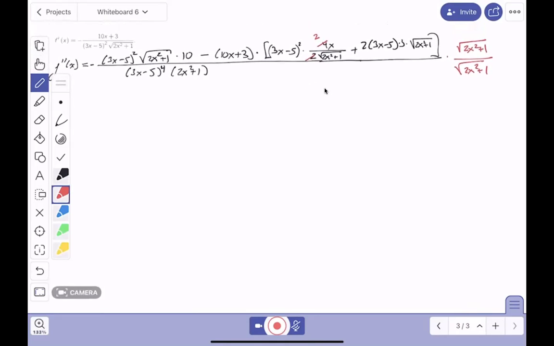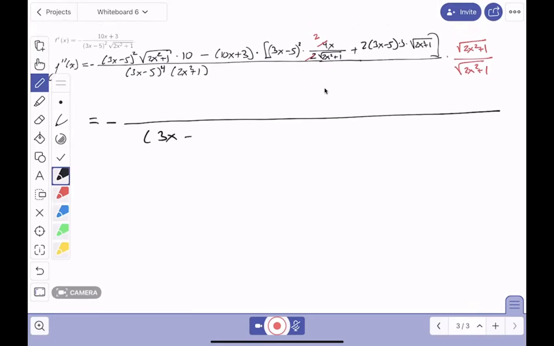No one enjoys doing this, by the way, but I gotta write it down. Let's take a look at this. It's negative 3x minus 4. Whoops, made a mistake already, didn't I? 3x minus 5 to the 4th power, 2x squared plus 1 times the root of 2x squared plus 1.